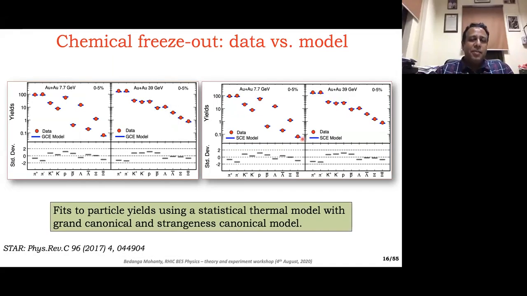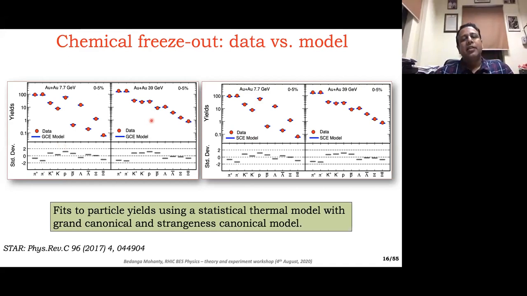Now, first, let me show you as a representative plot how the data and the model compare. The y-axis here on the top panel is the yield of these particles shown at the bottom. The red points are data, gold-gold collisions at 7.7 GeV, central collisions; also shown are results for 39 GeV. The left-hand side has the model results in blue from the grand canonical ensemble. The right-hand side are from the strangeness canonical model. The deviation of the data and model are shown in the lower panel.